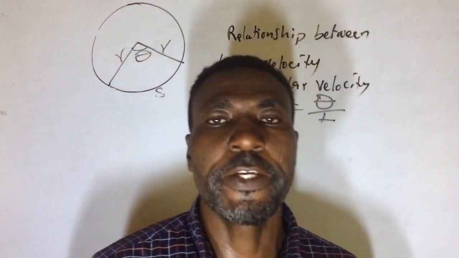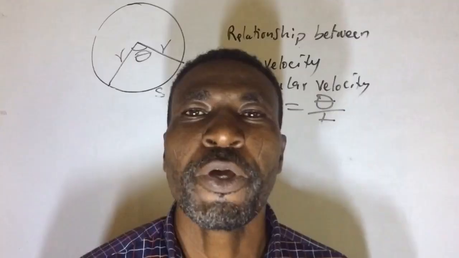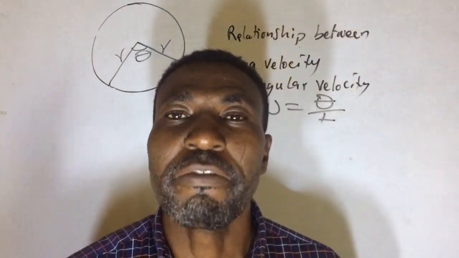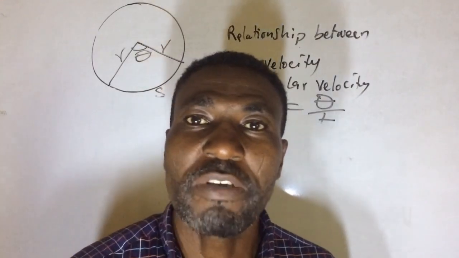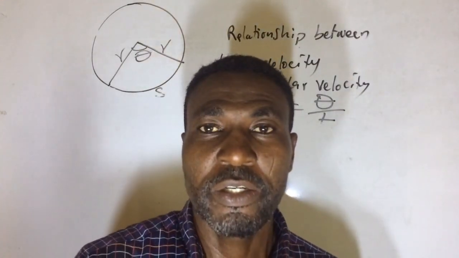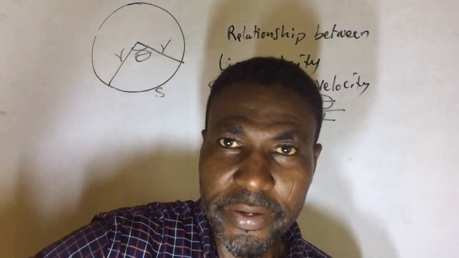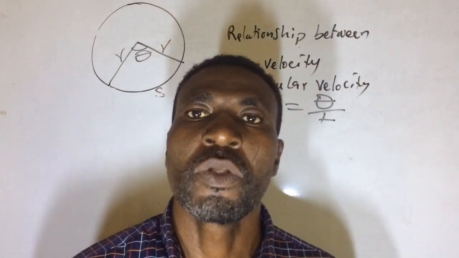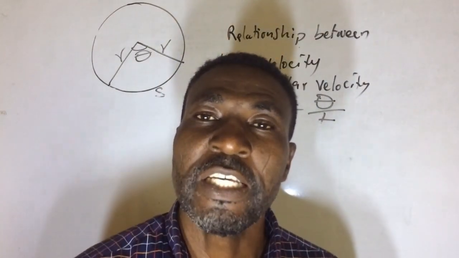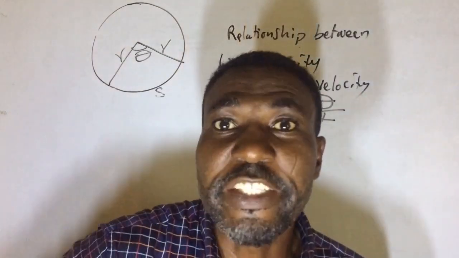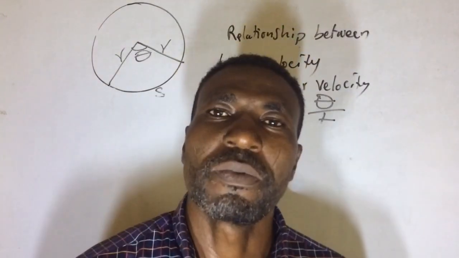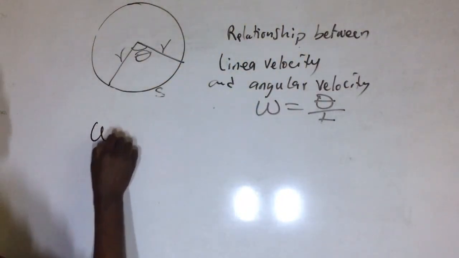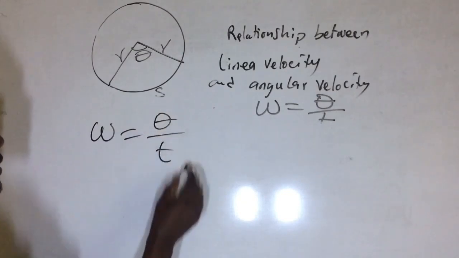What I will teach today is the relationship between angular velocity and linear velocity. Angular velocity is the velocity of a body moving around a circular path, while linear velocity is the velocity of a body moving in a straight path. Now, the formula of angular velocity is ω equals θ all over t.